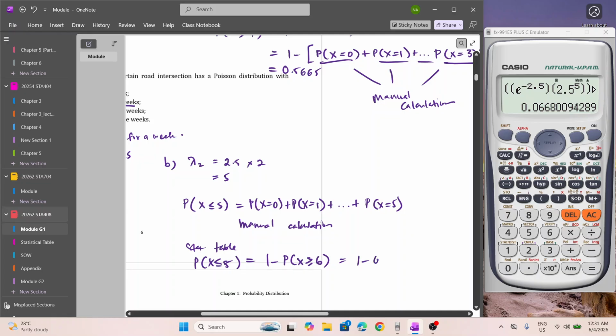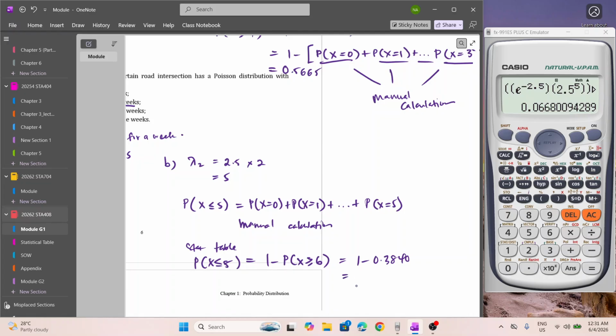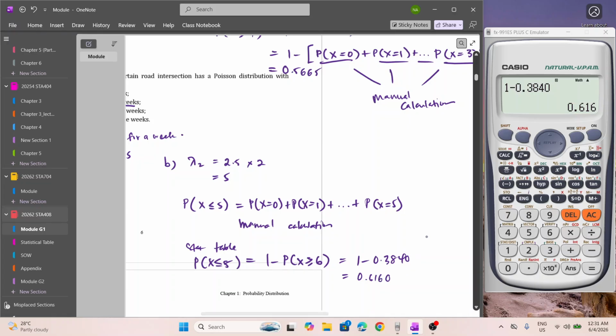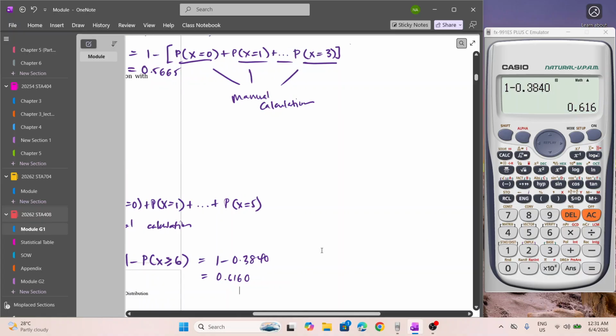0.3840, and the answer is 0.384. Right, 0.6160. That is the answer for question B.